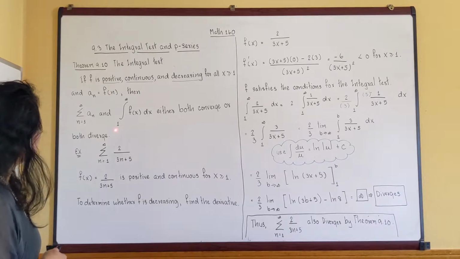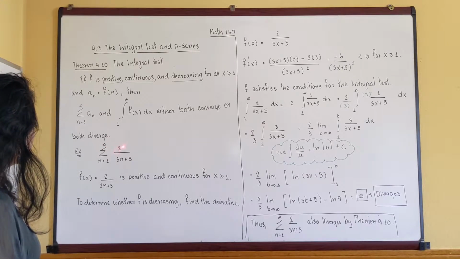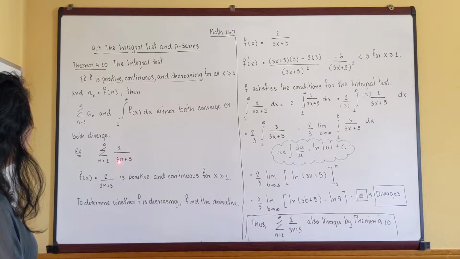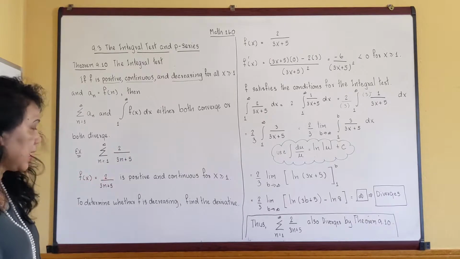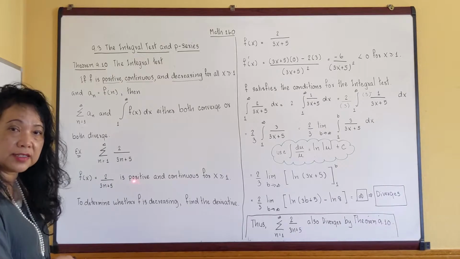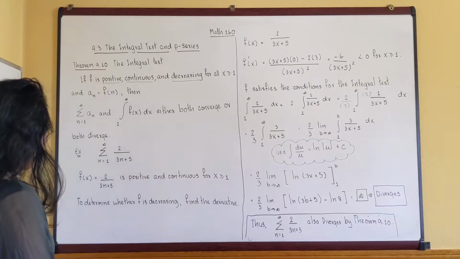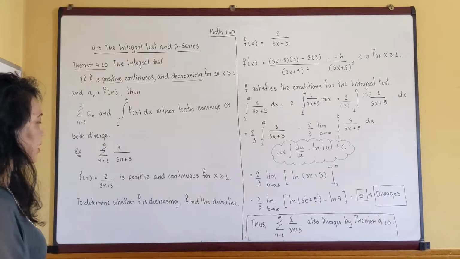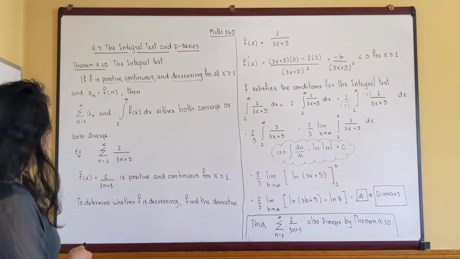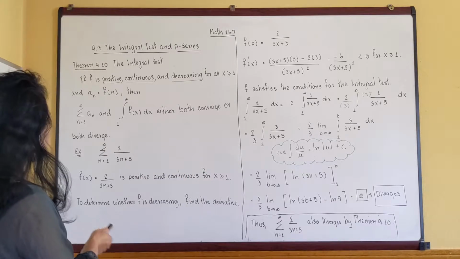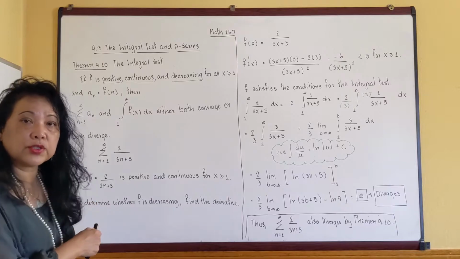Alright, so let's look at the first example. I have the series, the summation from 1 to infinity of 2 over 3n plus 5. I'm just going to call 2 over 3x plus 5 a function f of x. As you can see, if x is positive, you're going to have a positive function. And it's continuous because you don't have 0 in the denominator regardless of x, and we don't have a radical here. So two conditions are satisfied: positive and continuous for all x greater than or equal to 1.